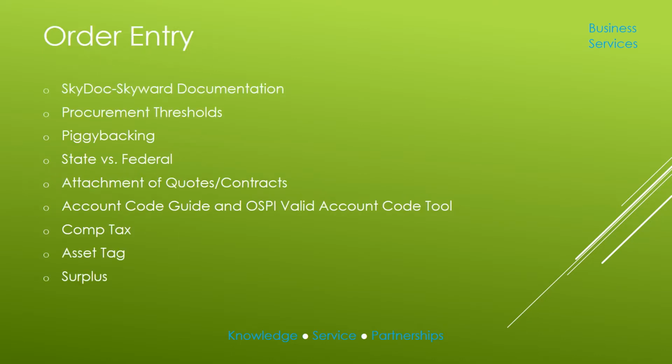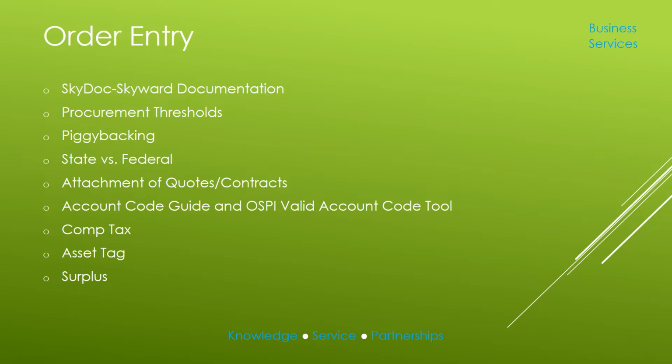For detailed instructions on entering a purchase order in Skyward, click on the question mark on your Skyward dashboard. When entering a purchase order, there are many things to take into consideration. One of the most important is whether the order total will exceed bid thresholds. Please refer to the Procurement Requirements Matrix on our Employee Resources Business Services webpage to assist you with determining whether you will need to get quotes, go out for bid, or piggyback off of an existing contract. Keep in mind that there are different thresholds for state and federal funds.